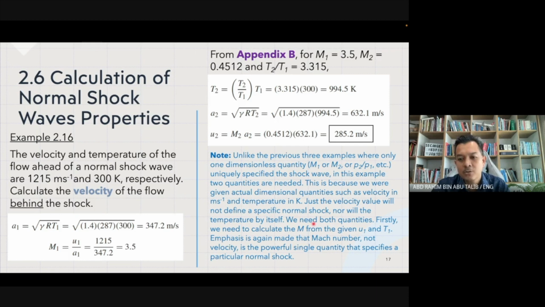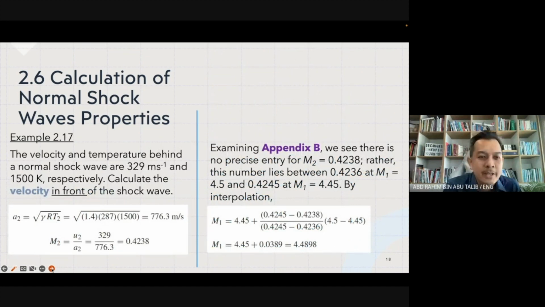So we need both quantities, the velocity and the temperature, in order to solve the problem. First we need to calculate the Mach number from the given velocity and temperature. Emphasis is again made that Mach number, which is not the velocity, is the powerful single quantity that specifies a particular normal shock. All right, move on to the next example.